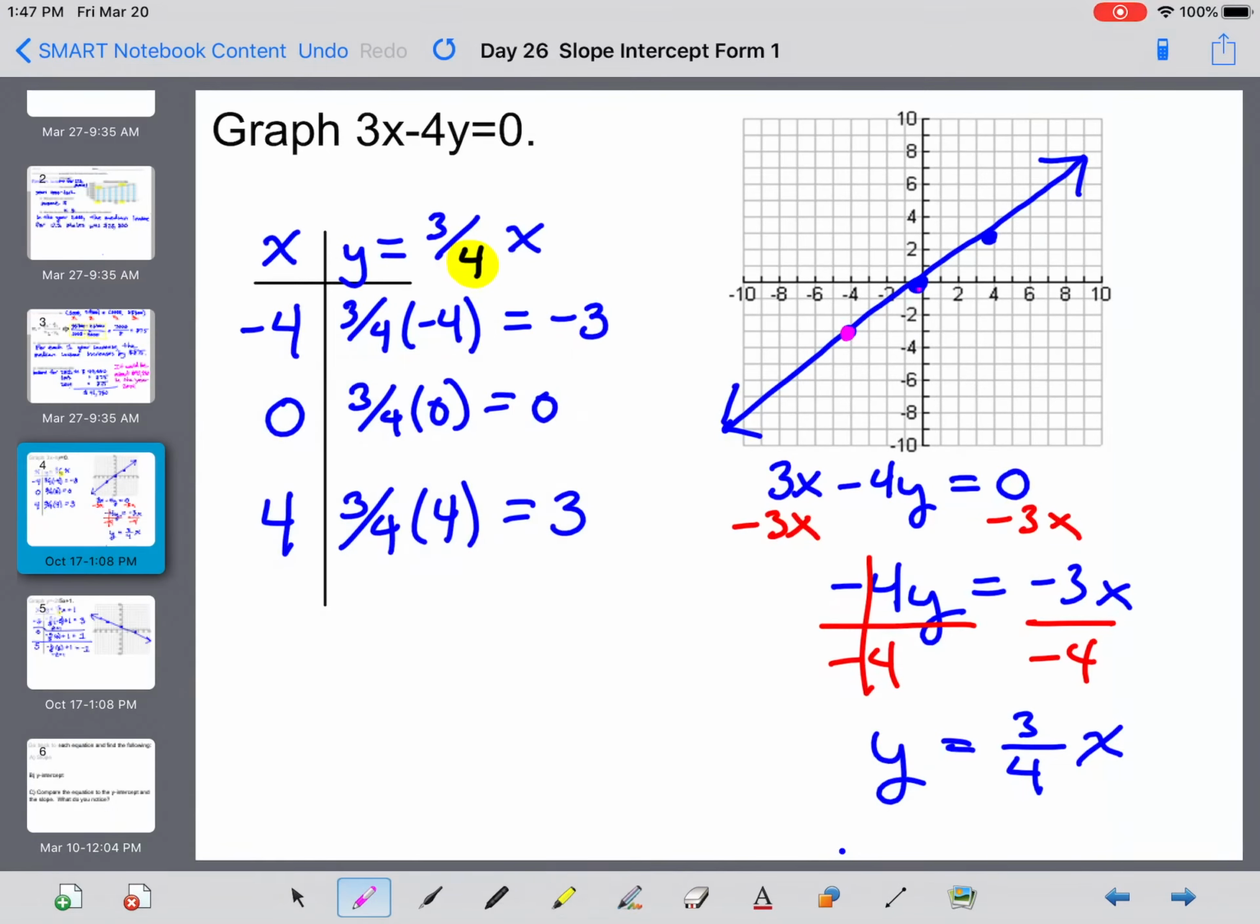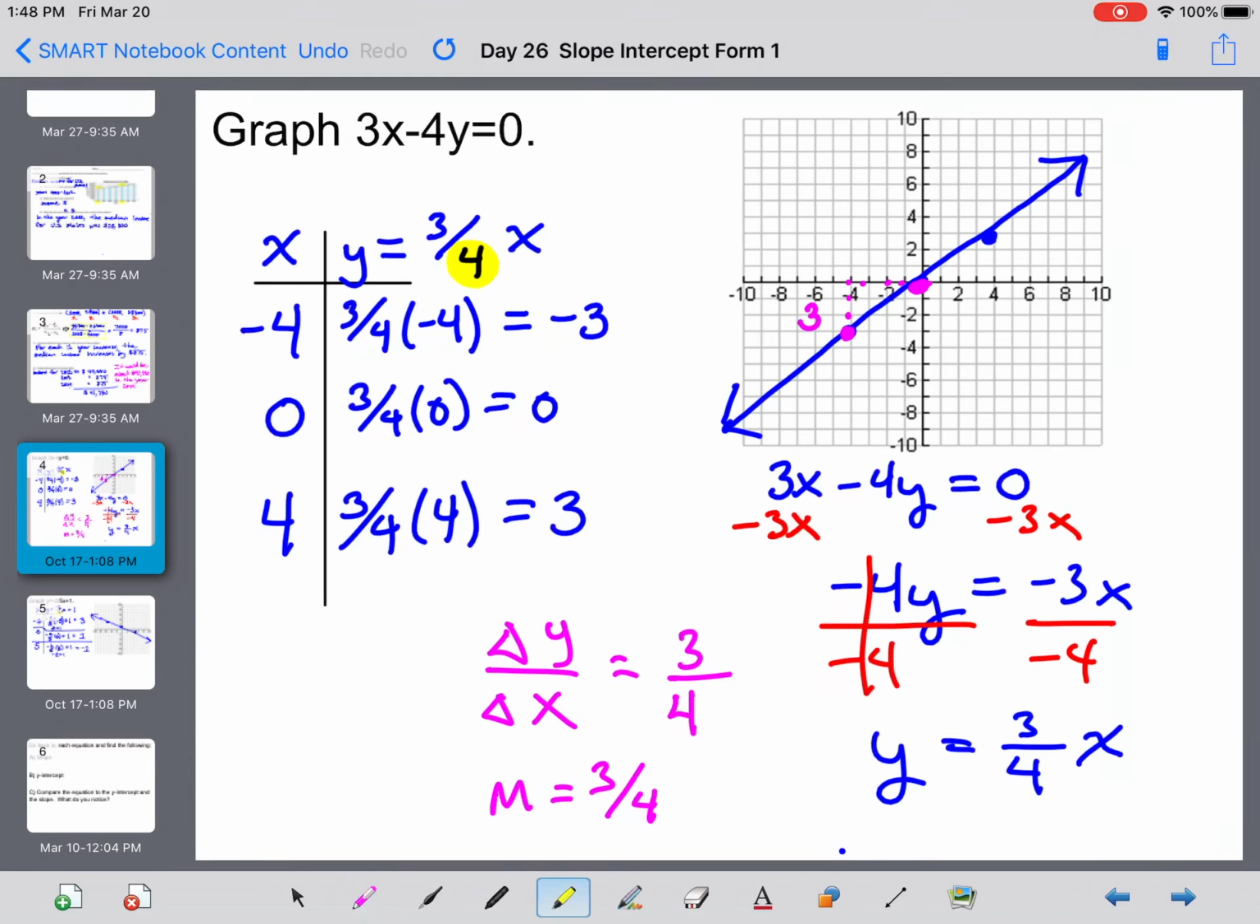So I'm going to pick 2 points that are on my graph here, and I'm just going to count. I'm going to go up 1, 2, 3. So my change in y is 3. And let's find my change in x. 1, 2, 3, 4. And that slope is positive. It's going up and to the right. So my slope is a positive 3/4. Cool. Where do you see 3/4 in the equation? I see 3/4 right here.